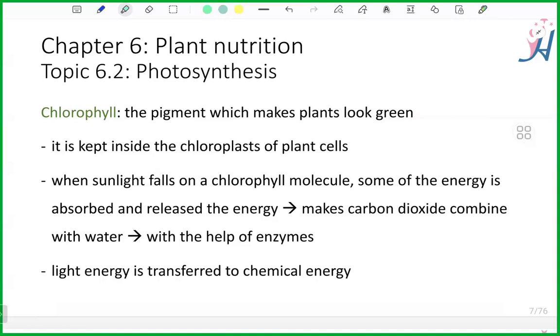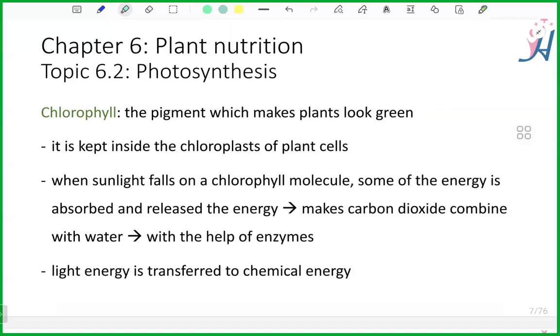So in summary, when sunlight falls on a chlorophyll molecule, since this is O level, we do not go deeper into photosystem 1, photosystem 2, Calvin cycle and everything, right? When sunlight falls on the chlorophyll molecules, the light energy gets absorbed by the chlorophyll, and it is further used in the process of photosynthesis, where water is broken down into hydrogen and oxygen, which is also known as photolysis. And the hydrogen will combine with carbon dioxide and produce glucose, of course with the help of enzymes.